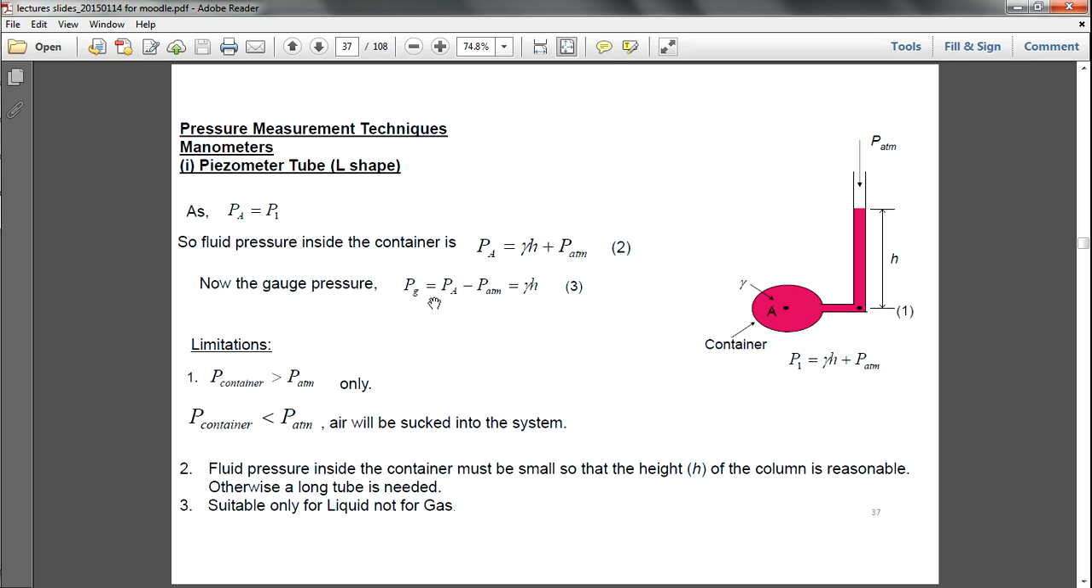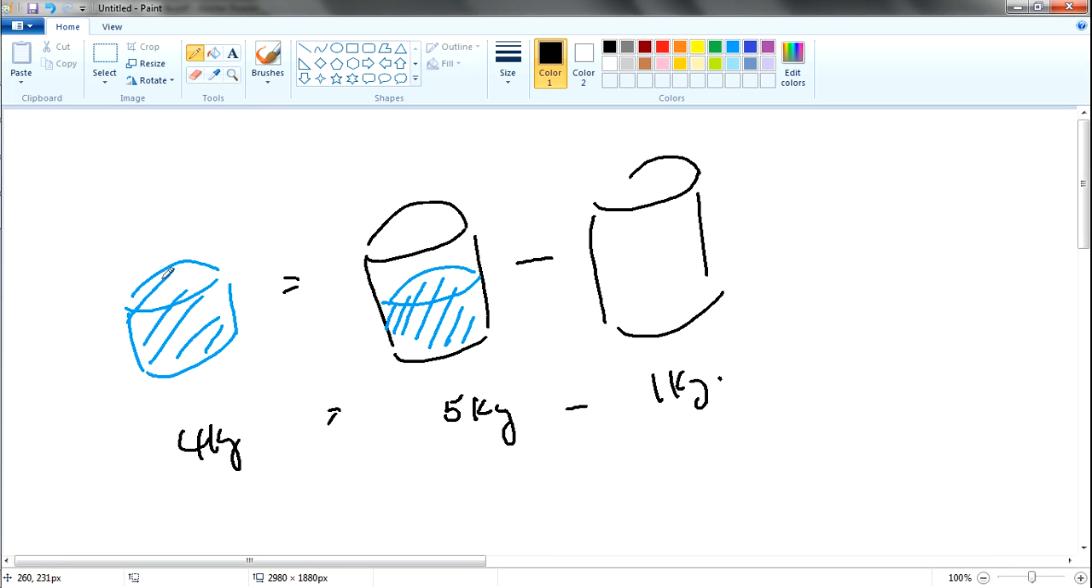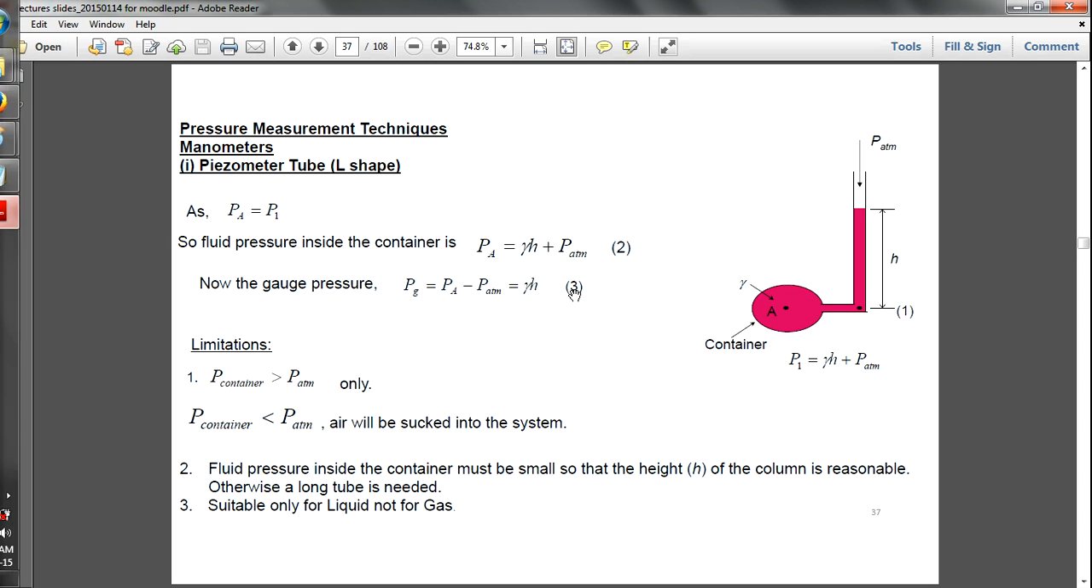So the gauge itself is whatever we are measuring about the fluid. It's the same thing as the energy in this one. In other words, the atmospheric pressure is like the weight of the beaker. I think you get what I mean. So this is a very simple utilization of two formulas that we have learned.